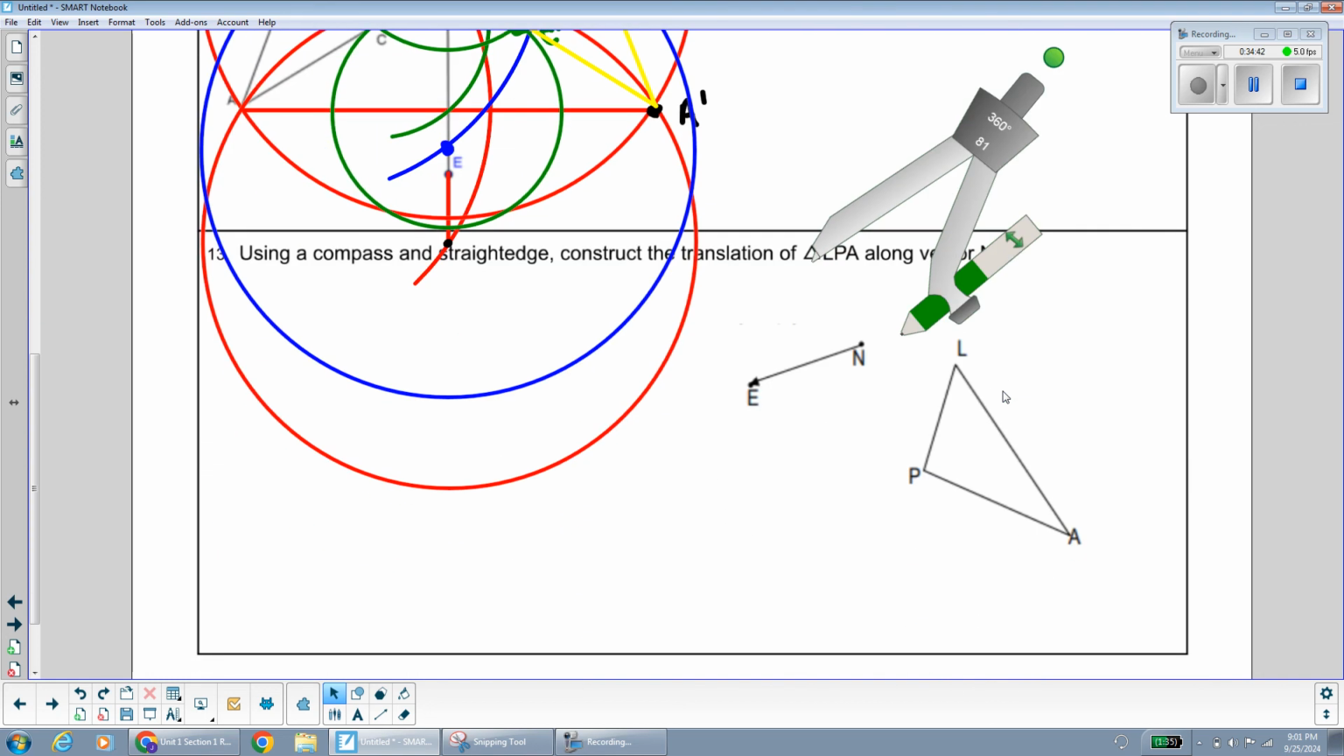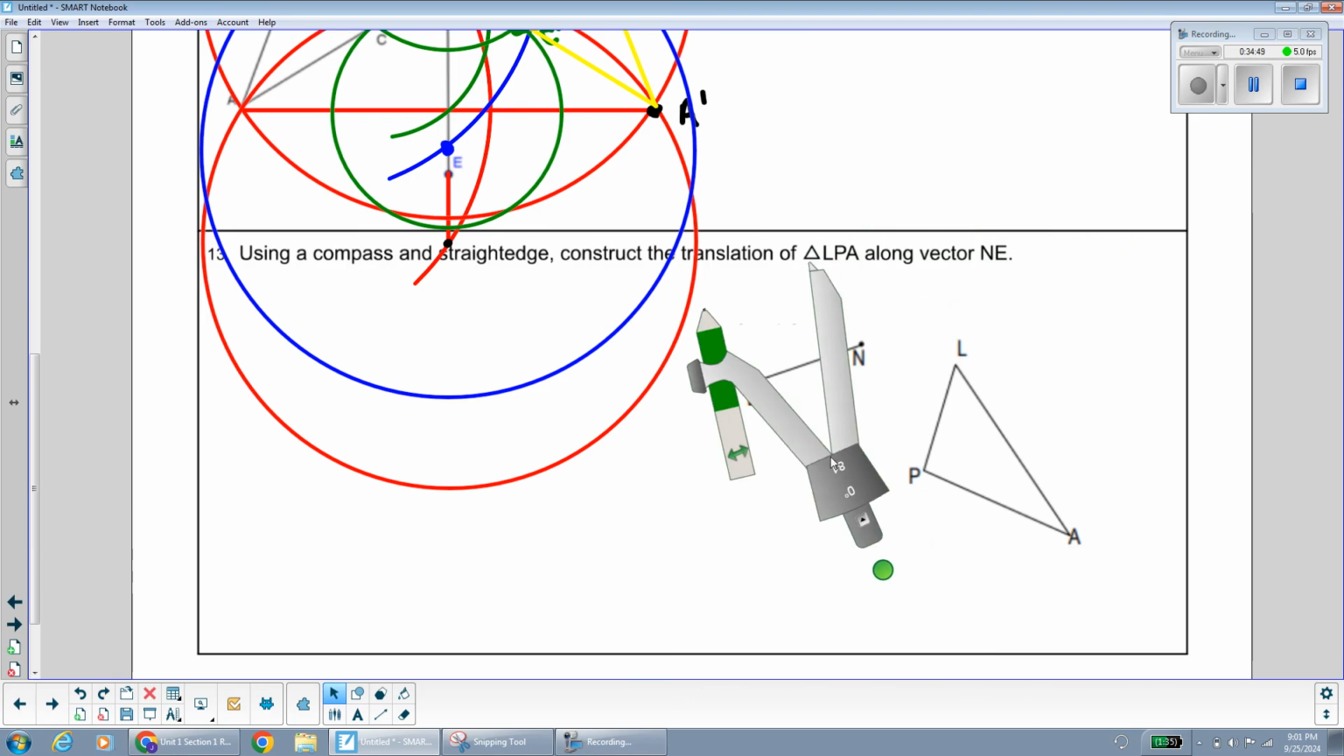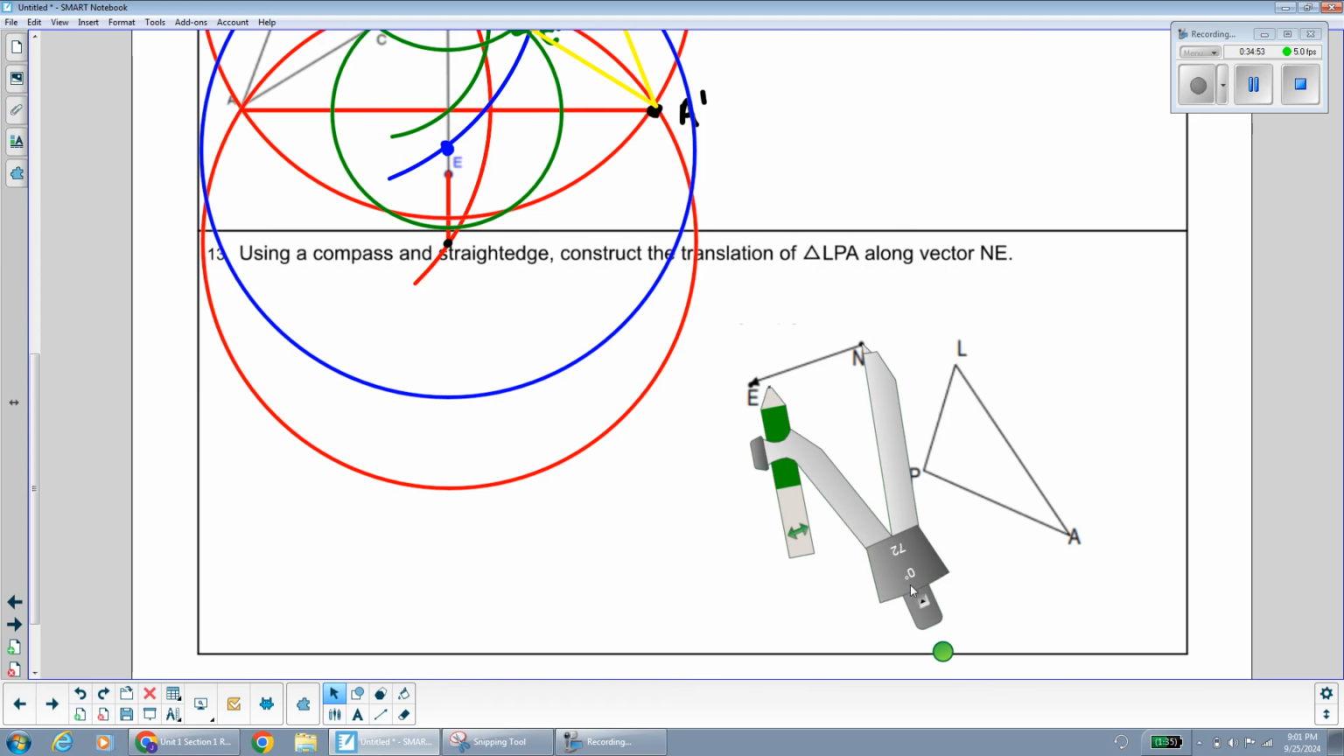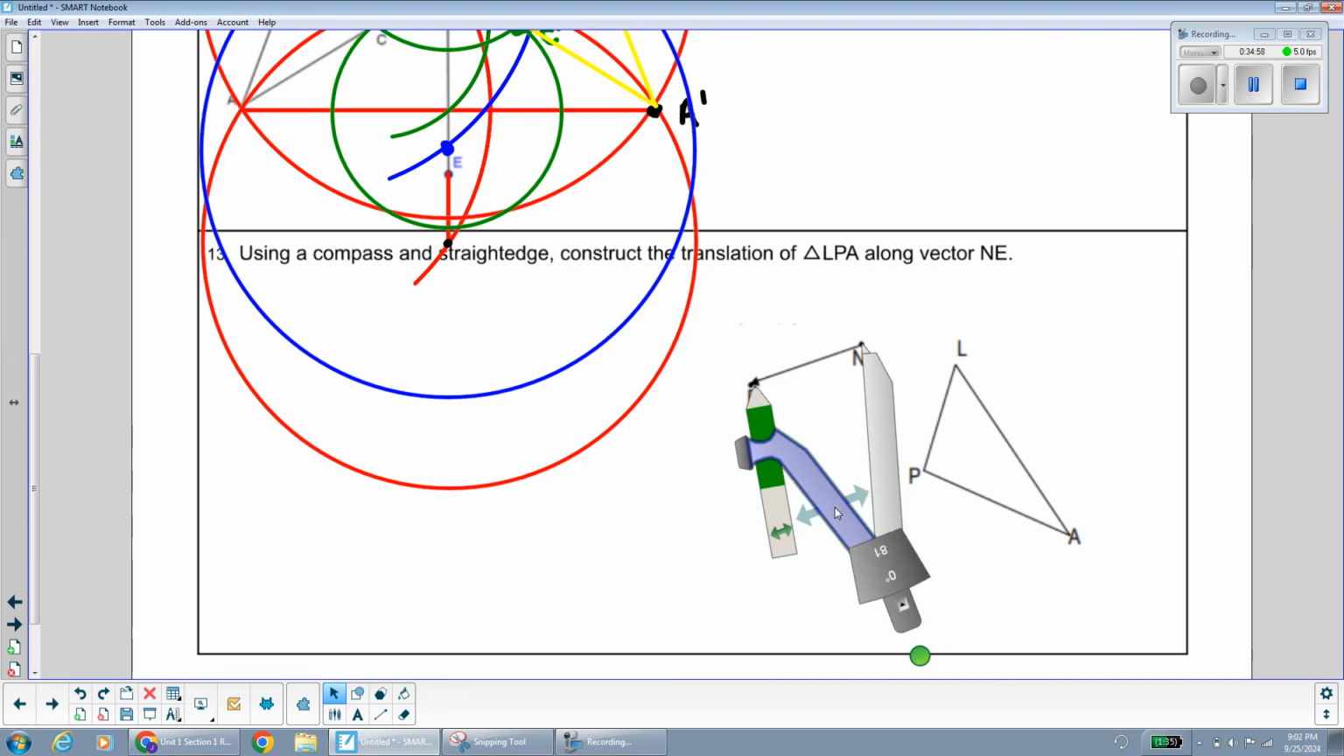We're going to translate this triangle along this vector, which is just a directed line segment. It's just a line segment with direction. So I'm going to come over here and I'm just going to measure. This is how many units I'm translating.